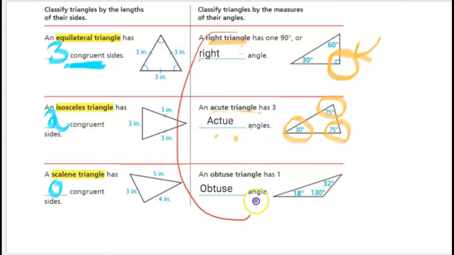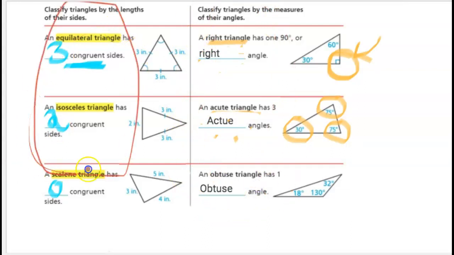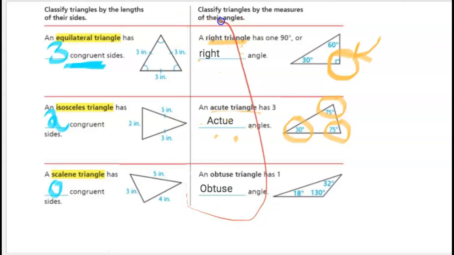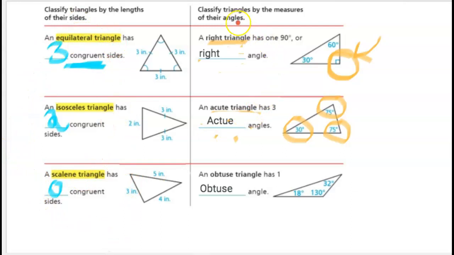So we have triangles measured by their angles, and triangles measured by their sides. Make sure you stop and look at this and pay a little extra attention. Pause it, read it over, because you're going to be expected to remember these names. And I'm thinking that these names are ones that you've already heard before.